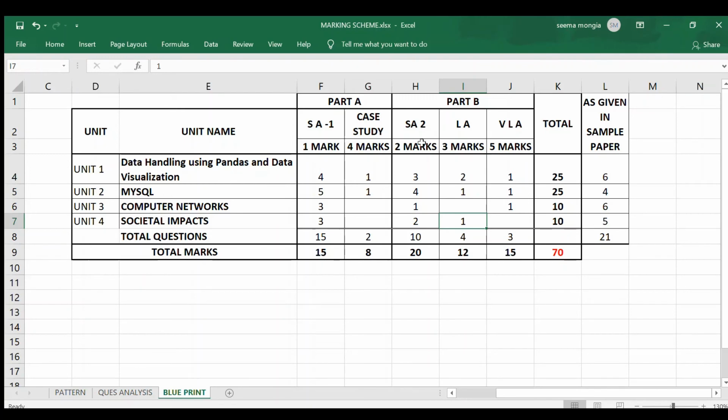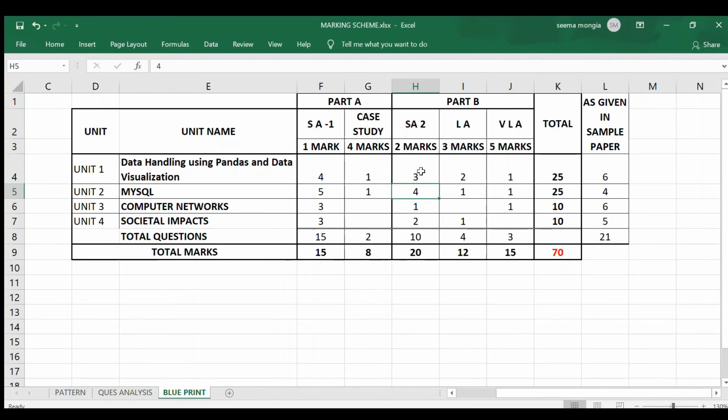Now coming on to 2 marker questions. 2 marker questions can be divided in this category like this. They cover all 4 units, but you can see that there is only one question of 2 marks from computer networks. There are 2 questions of 2 marks in societal impacts, 3 questions in data handling and data visualization, and 4 questions of 2 marks each in MySQL.